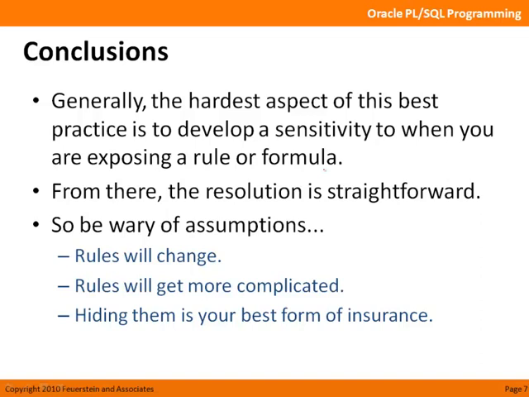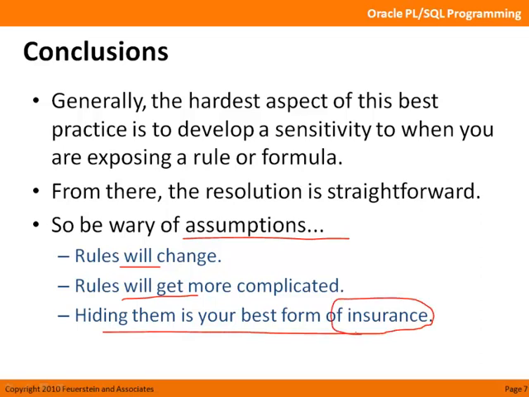So the bottom line is be wary of assumptions. Your rules will change. They will get more complicated. Hiding them is your best form of programmer's insurance. If you don't hide them, you will have misery in the future as you go back and try to find all the instances of that formula and get rid of all the bugs that would result if you don't fix every single one.